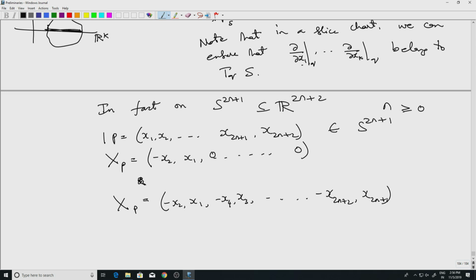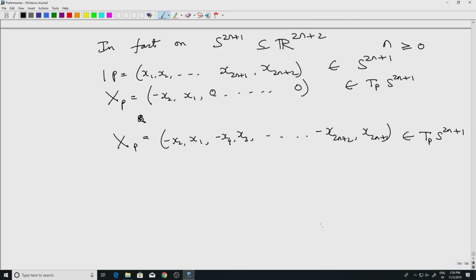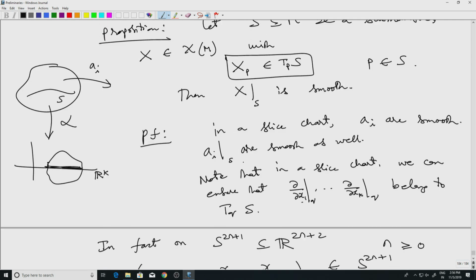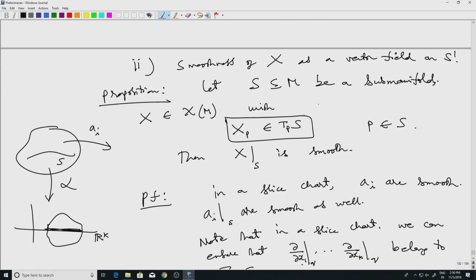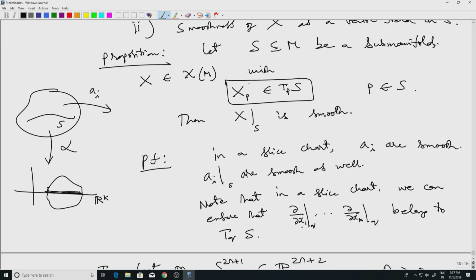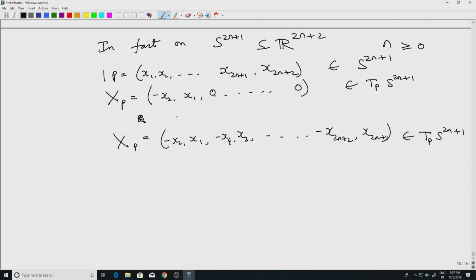So each of these gives rise to a smooth vector field on the sphere. This is in T_p S^{2n+1}, and so is this. And the smoothness: even though I have defined it only for P in S^{2n+1}, if I use the same formula, this is a vector field defined on the whole of R^{2n+2}. So again we use the small proposition that if I have a vector field on the whole manifold which is tangent to the submanifold at each point, then the restricted vector field is also smooth. So these are all smooth vector fields.